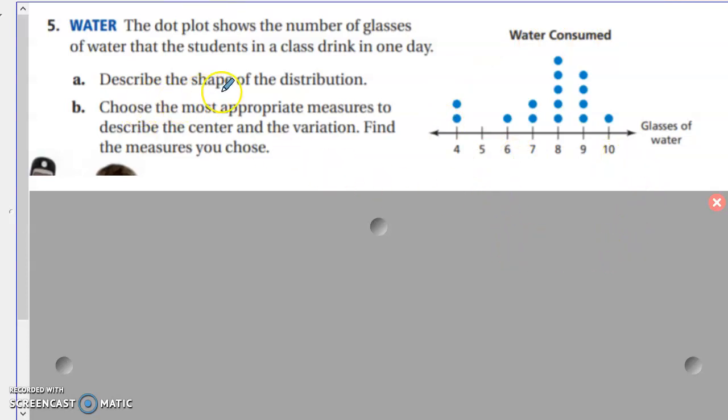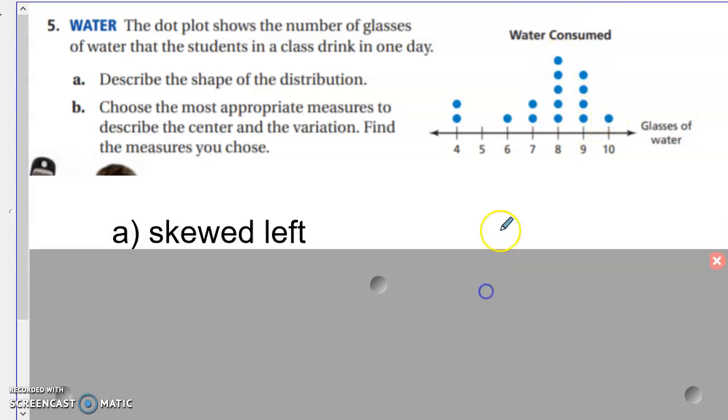First question says, describe the shape of the distribution. Well, you notice that it's kind of pulling over in this direction. There's a lot more points over here than there is over here, and that means that this data is skewed to the left. It's a lot more heavy data over here than it is over here, so I would say it is skewed to the left.